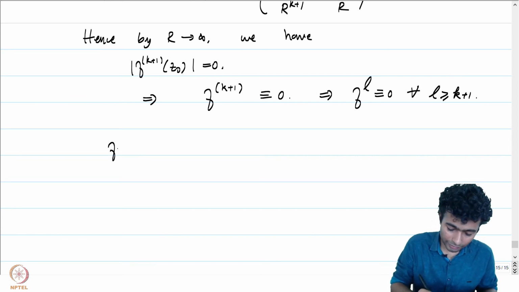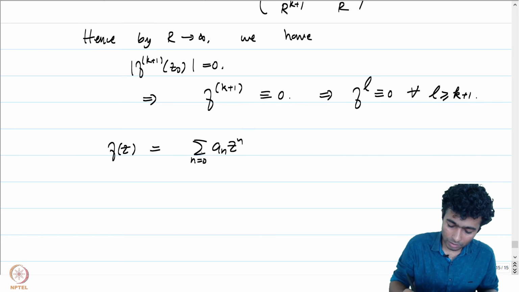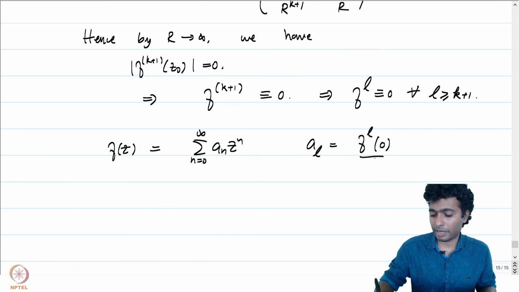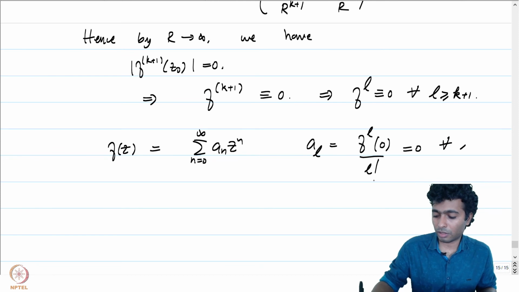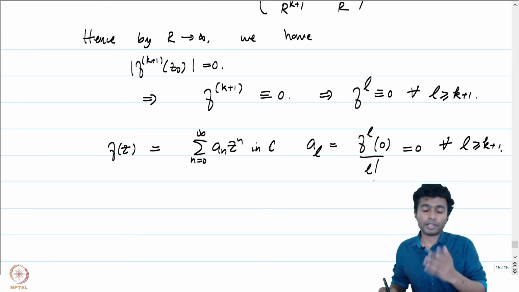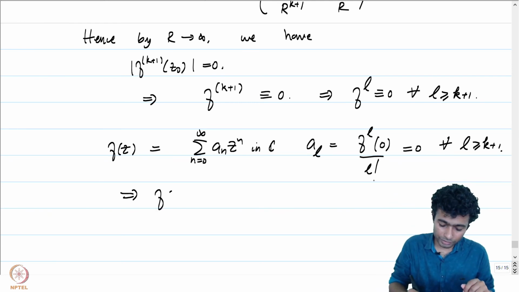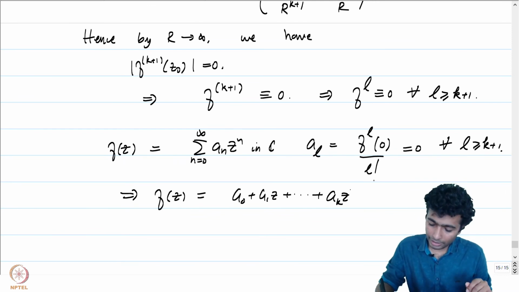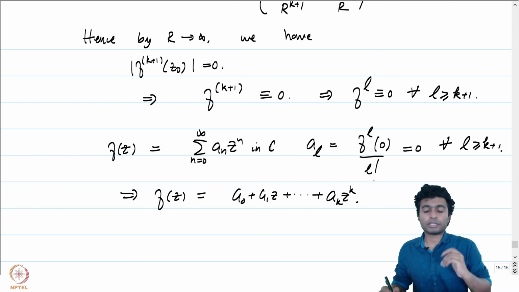What do we have? That means that f of z, which is the summation a_n z to the power n, has a_L equal to f^(L) at 0 by L factorial, which is equal to 0 for all L greater than or equal to k plus 1. This is in C, right? It's an entire function after all, which tells us that f of z is equal to a0 plus a1 z plus up to ak z to the power k, and that's precisely what we had set out to show.